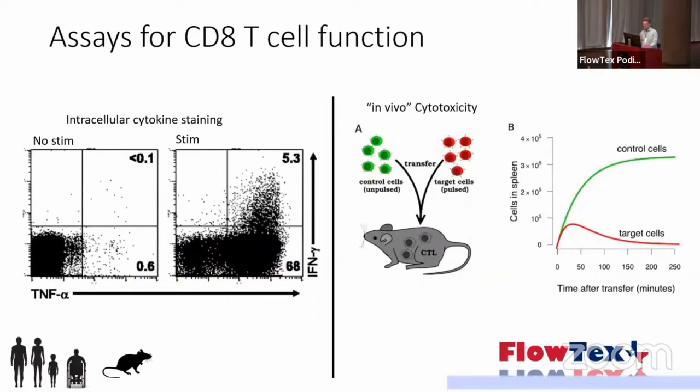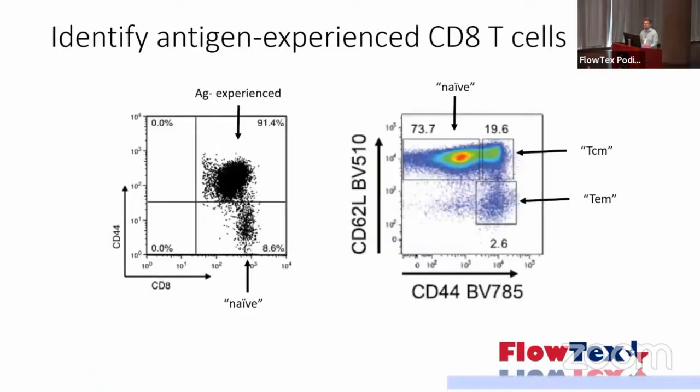Once again, these are identified using things like intracellular cytokine stain, in this case for the cytokines TNF-alpha and interferon gamma. We heard about these yesterday. In addition, we can also directly look at their ability to lyse target cells in various in vitro and even in vivo methods with flow cytometry, where you transfer various targets and watch them disappear.